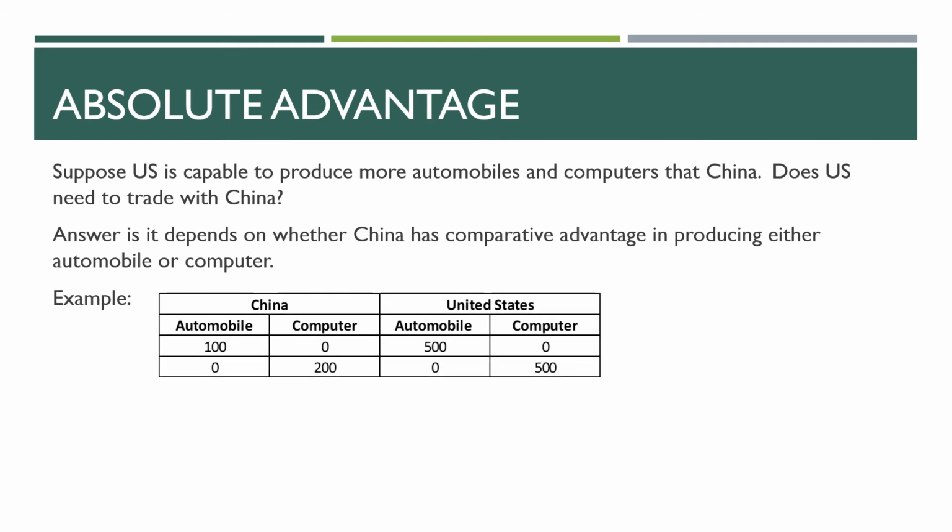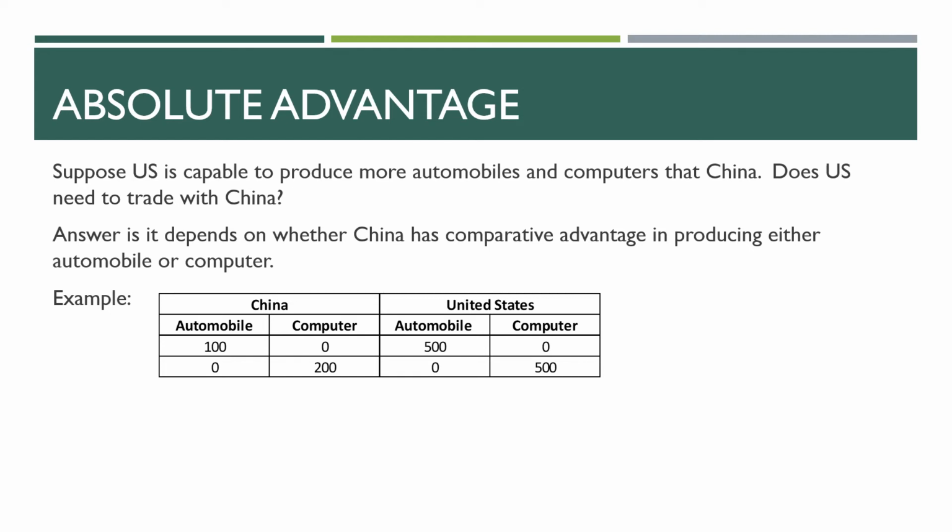Let's give an example here. Let's suppose we are looking at this table. The United States seems to have absolutely more output of both automobiles and computers compared to China. Even in this case, the United States produces more automobiles and computers than China. There are still reasons to believe that the United States might get more out of the two products if they are willing to trade with China. Again, the concept we are learning here is to always measure the comparative advantage.